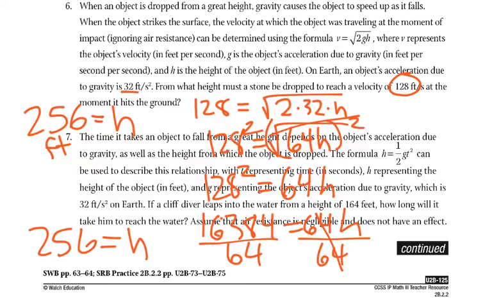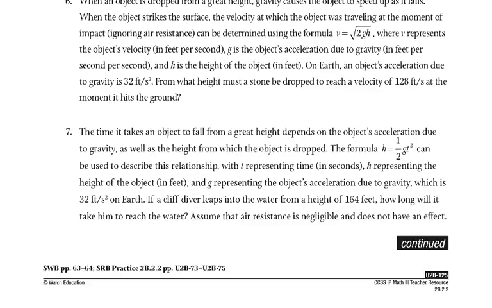Alright, number 7. The time it takes an object to fall from a great height depends on the object's acceleration due to gravity, as well as the height from which the object is dropped. So we've got another formula. H equals 1/2 g times t squared. T is time, h height, g acceleration, which is 32 feet per second squared.